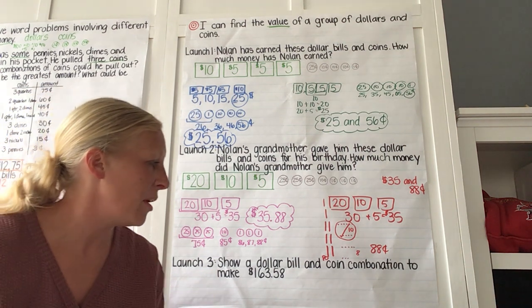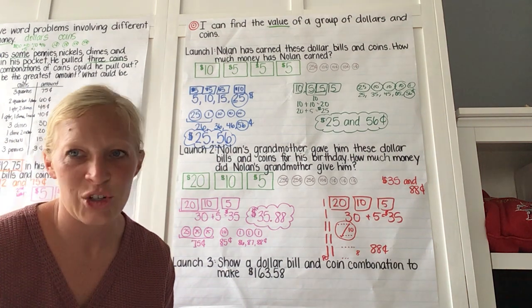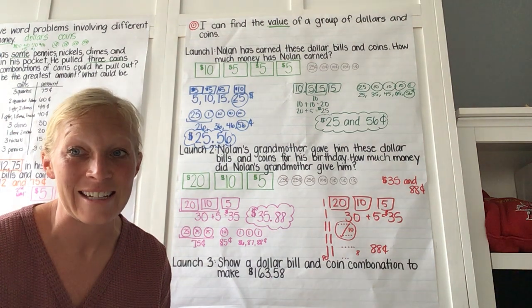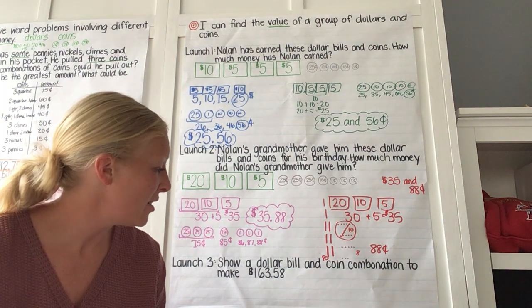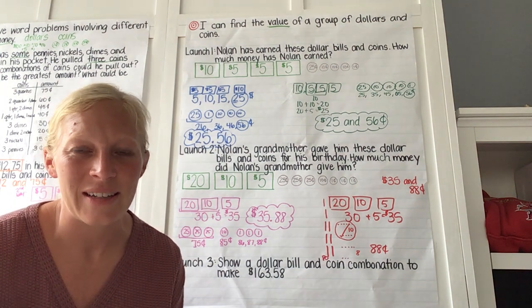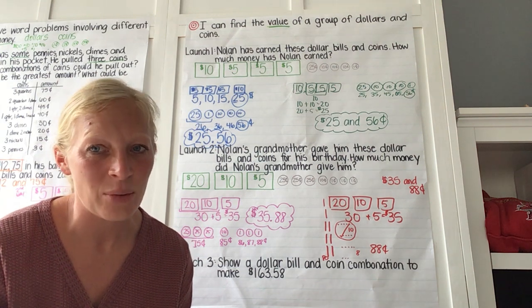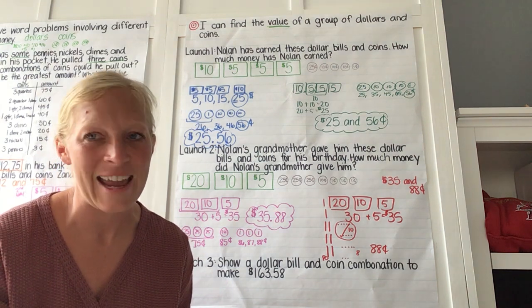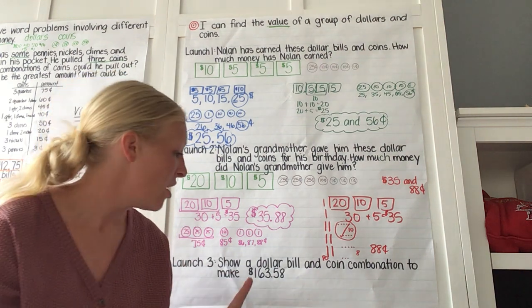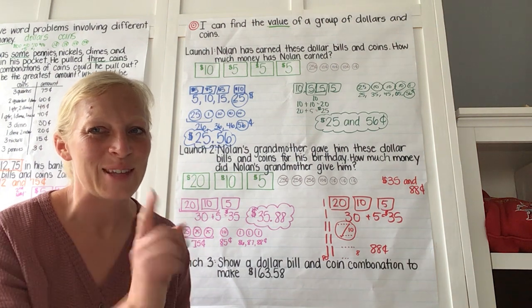Show a dollar bill and coin combination to make $163.58. Friends, I'm going to let you do this as your exit ticket. I cannot wait to see the combinations you come up with. $163.58. Write that on a little note card, in your notebook, wherever. Show me how you can make that amount. Happy solving, 2nd grade. I'll see you tomorrow.